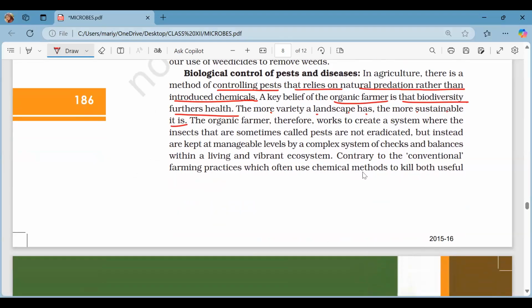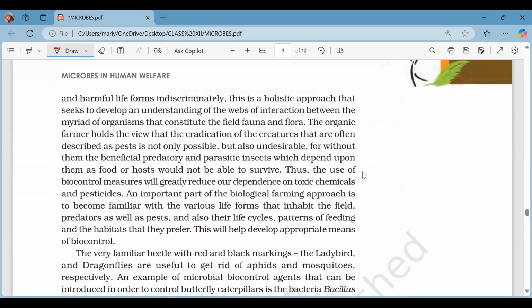So the organic farmer works to create a system where the insects that are sometimes called pests are not eradicated, meaning not removed totally, but are kept at manageable levels by a complex system of checks and balances within a living and vibrant ecosystem. This is exactly opposite of what chemicals do. Chemicals kill all of them. But here we are keeping them at a level that is beneficial to us, and we are killing only the amount that we want to kill.